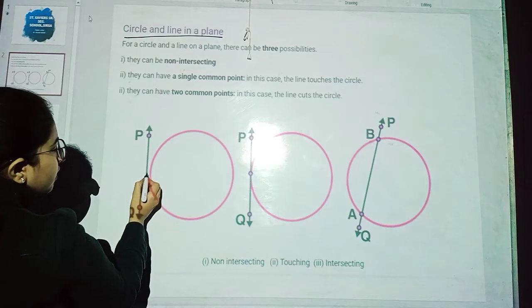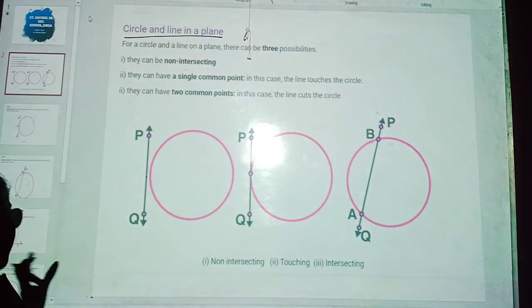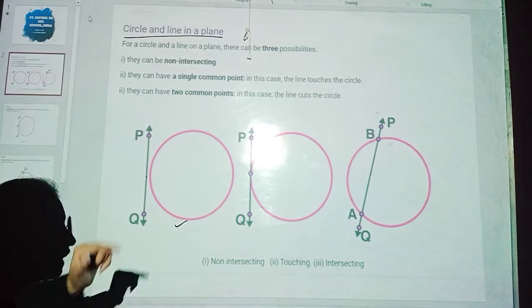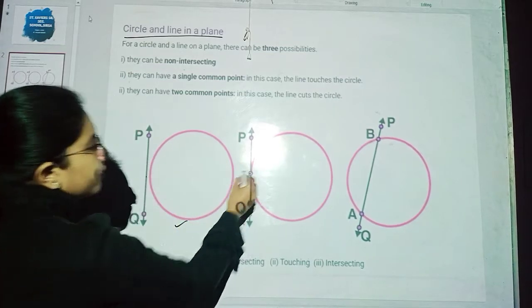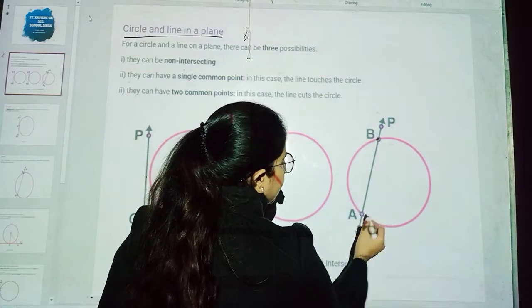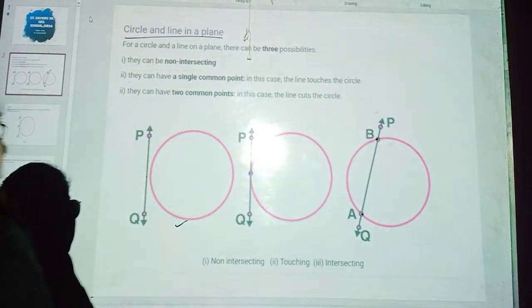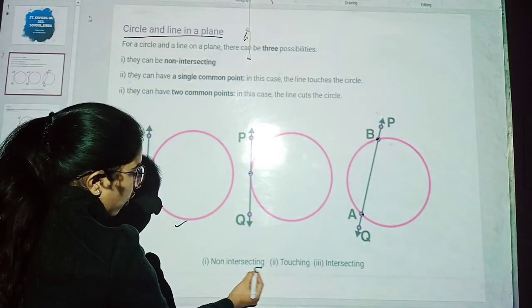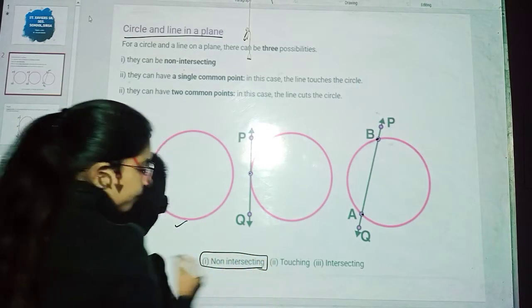The first condition is when a line will not touch the circle at any point. Second condition, when the line touches the circle at one point. And third condition, when the line touches the circle at 2 points. These are the three conditions. In the first condition, this is called a non-intersecting line and circle.